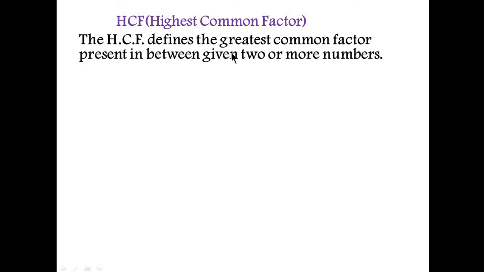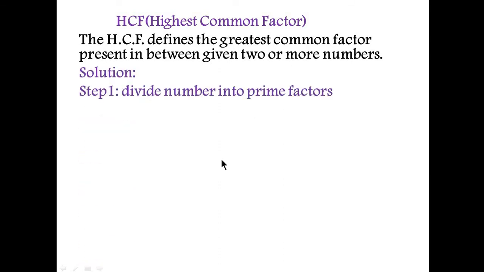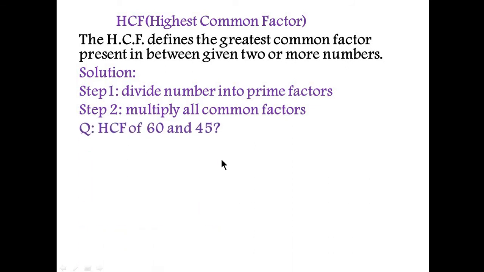Next concept is highest common factor. The highest common factor defines the greatest common factor that is present between the given numbers, two or more than two. So here we have different steps. Divide the number into its prime factors. After that, multiply all the common factors once, then you get the HCF. So here the question is, find the HCF of 60 and 45. So first of all, you have to divide them into their prime factors like this.